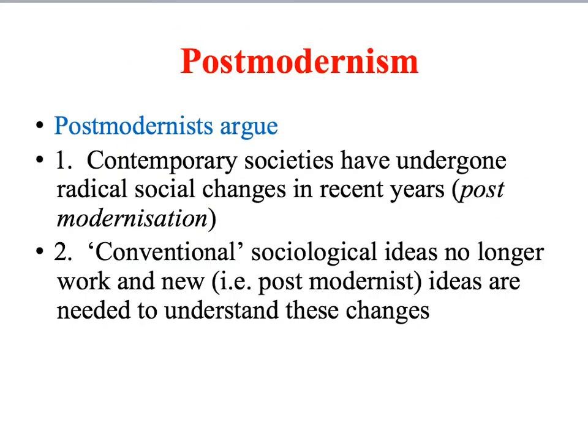So just to recap, the postmodernist argument, firstly, is that contemporary societies have completely changed in the last 30 or 40 years, that the boundaries between social groups are breaking down, and that key social institutions have undergone a process of fragmentation. Now, the second argument that we can see here follows on from the first argument. So the second argument is that because of these changes, a lot of the concepts and theories that we've used traditionally in sociology are now past their sell-by date.